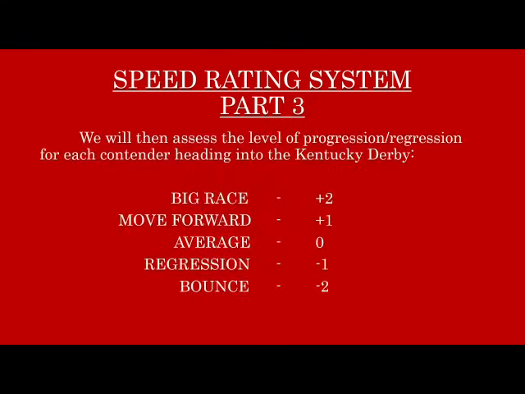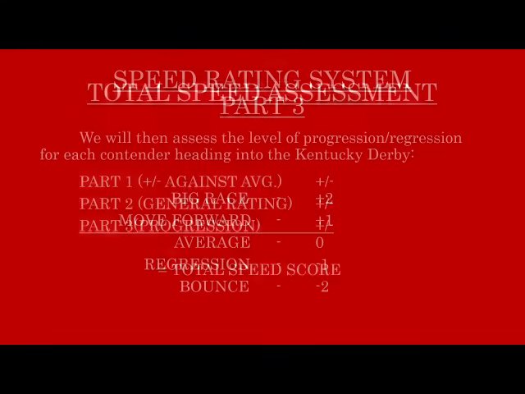So part three is we will then assess the level of progression or regression. We talked about this for each contender heading into the Kentucky Derby. And again, that's +2 to -2. +2, he's going to run a big race, we think. +1, he's probably going to move forward. Average is he's going to run about the same as he's been running. Regression is he's going to take a step back, and then a flat-out bounce means he's going to come off of what usually is a really big race.